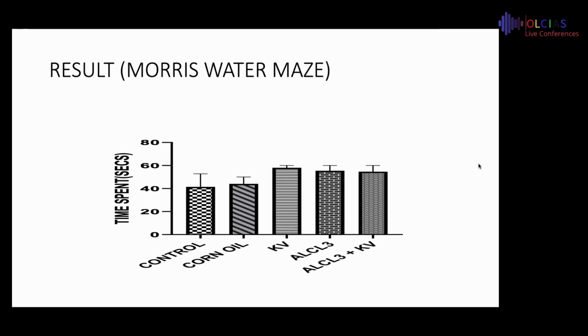But the aluminum chloride and Kolaviron group also have almost similar time to the aluminum chloride group, but they have lesser than the aluminum chloride group. That's because they are still undergoing the recovery stage. So the Kolaviron is still working on the damaging effects of the aluminum that has been administered to the animal. So next slide, please.